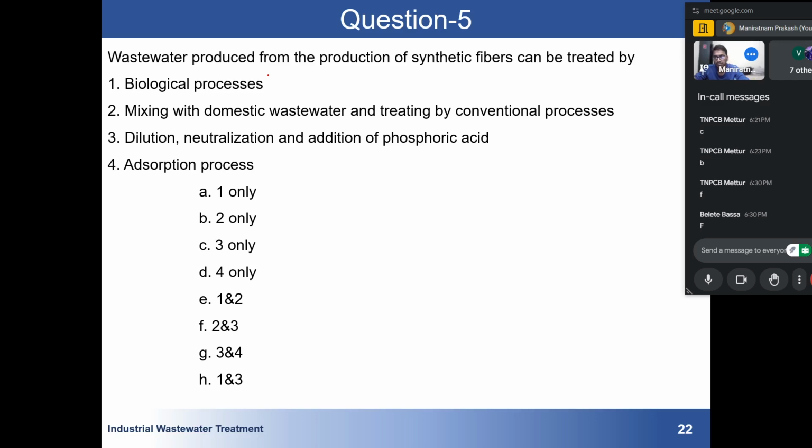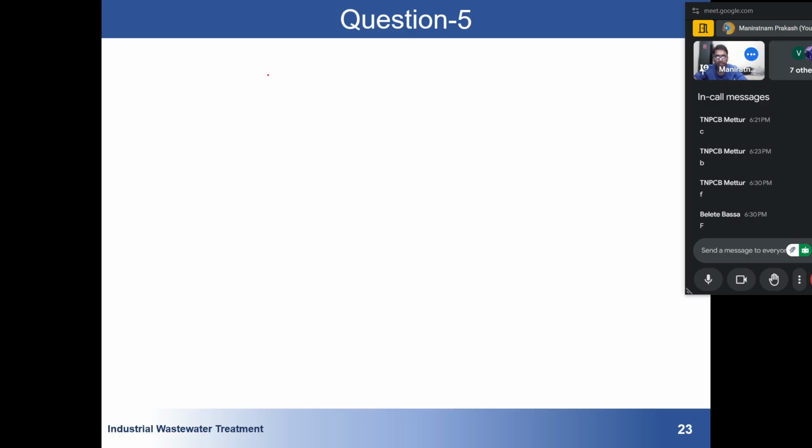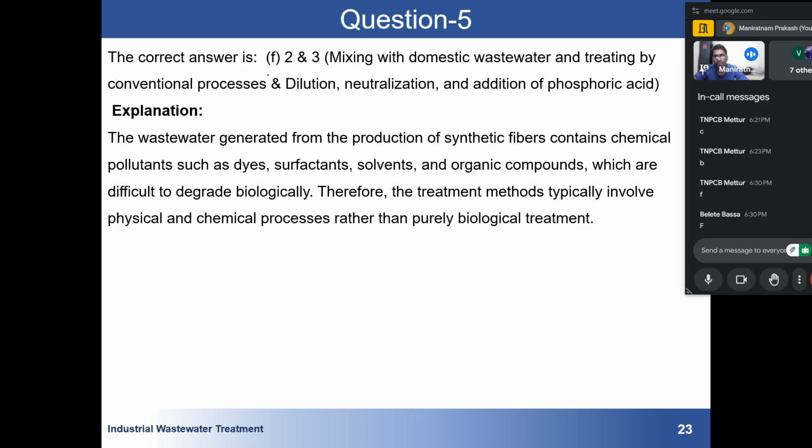So anyone, is it 2 and 3, mixing with domestic and dilution? Yes, that is correct. 2 and 3: mixing with domestic water and treating it by conventional process. These two methods are generally suggested when wastewater from the synthetic textile industry is produced. The wastewater generated from the production of synthetic fibers contains chemical pollutants such as dyes, surfactants, solvents, and organic compounds, which are difficult to degrade biologically.